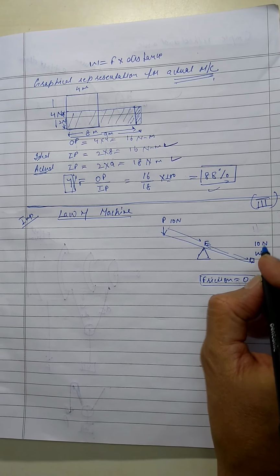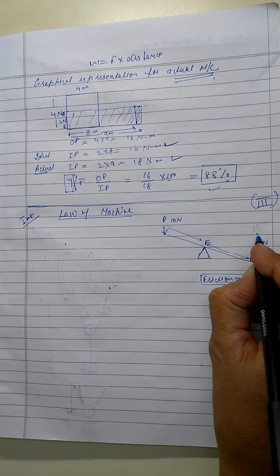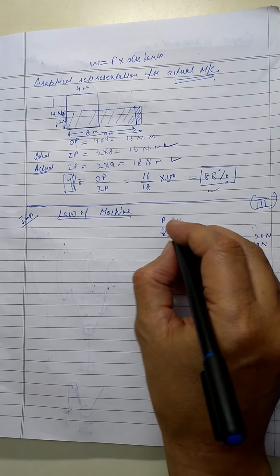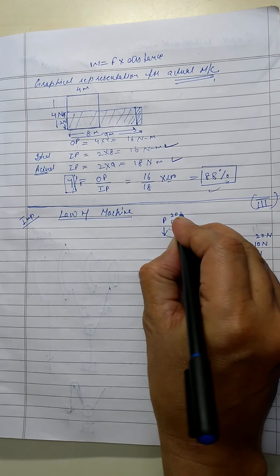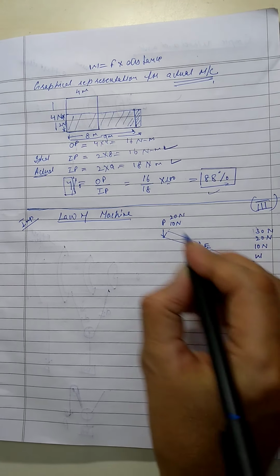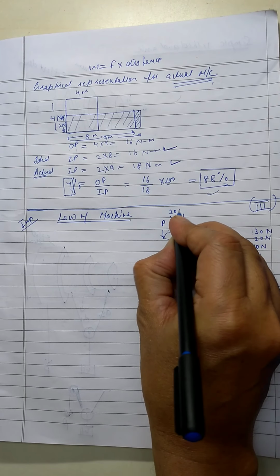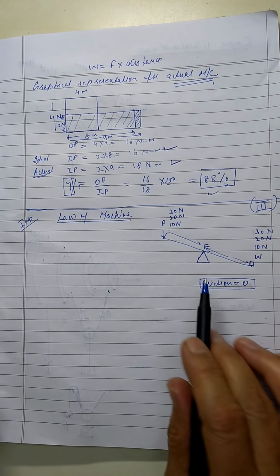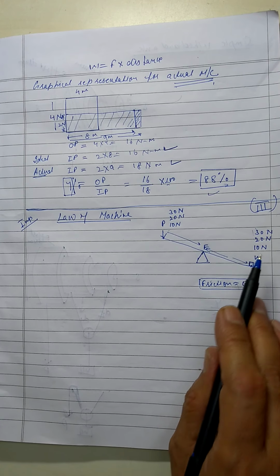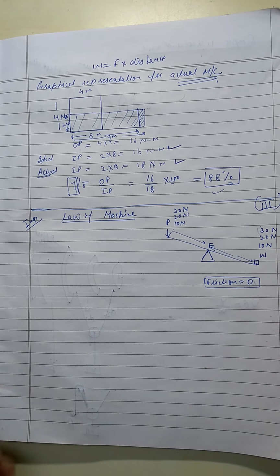Now suppose the load is raised to 20 Newton, then the effort applied will again be 20 Newton. Suppose this is 30 Newton, again the effort applied will be 30 Newton. I am considering this machine as an ideal machine. That is why effort and load are equal.